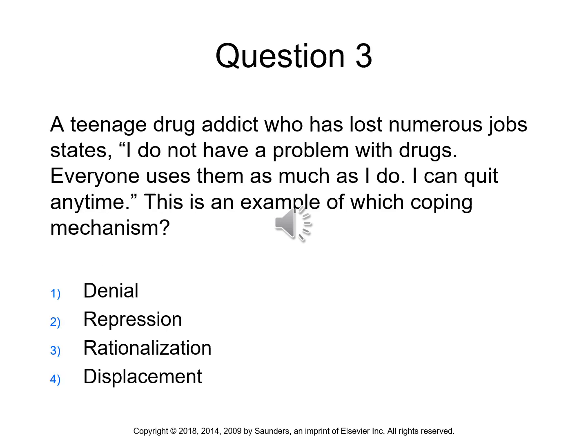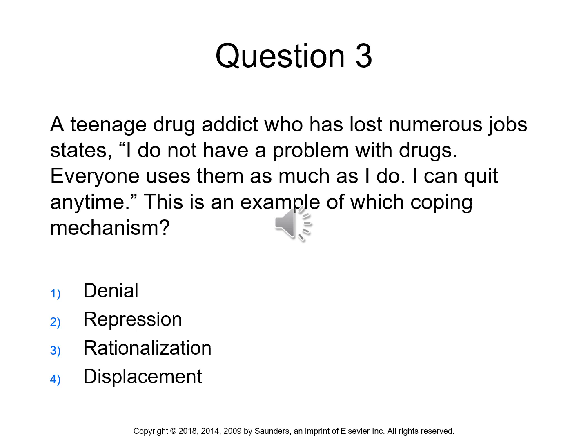Okay, so let's look at question 3 here. A teenage drug addict who has lost numerous jobs states, "I do not have a problem with drugs. Everyone uses them as much as I do. I can quit anytime." This is an example of which coping mechanism? So the answer here is denial. We'll go over coping mechanisms in our next section, but this is what an example of denial would look like. Denial is a more serious form of repression. The person lives as though an unwanted piece of information or reality does not exist, and so they're in denial. In this case, the person is denying they have a problem with drugs.